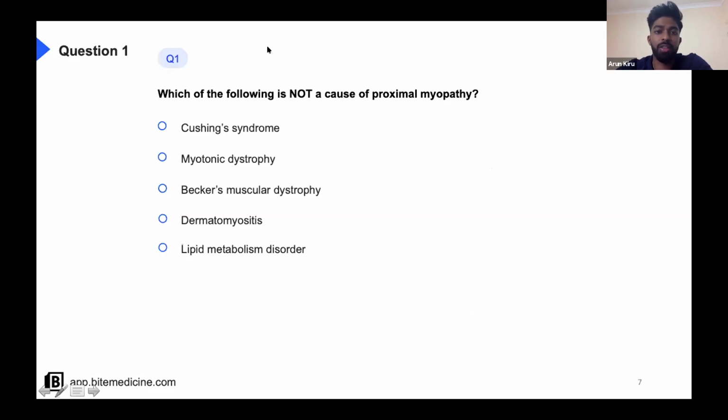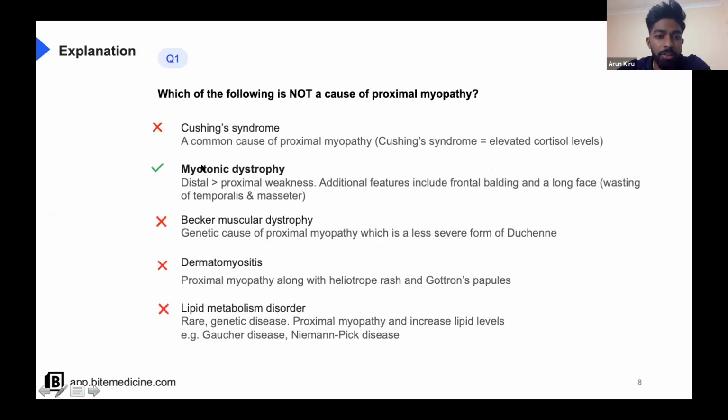Today is a high yield OSCE case. It's going to be kind of difficult questions, difficult cases. So the correct answer is myotonic dystrophy. Which of the following is not a cause of proximal myopathy? We're going to go through these individually.